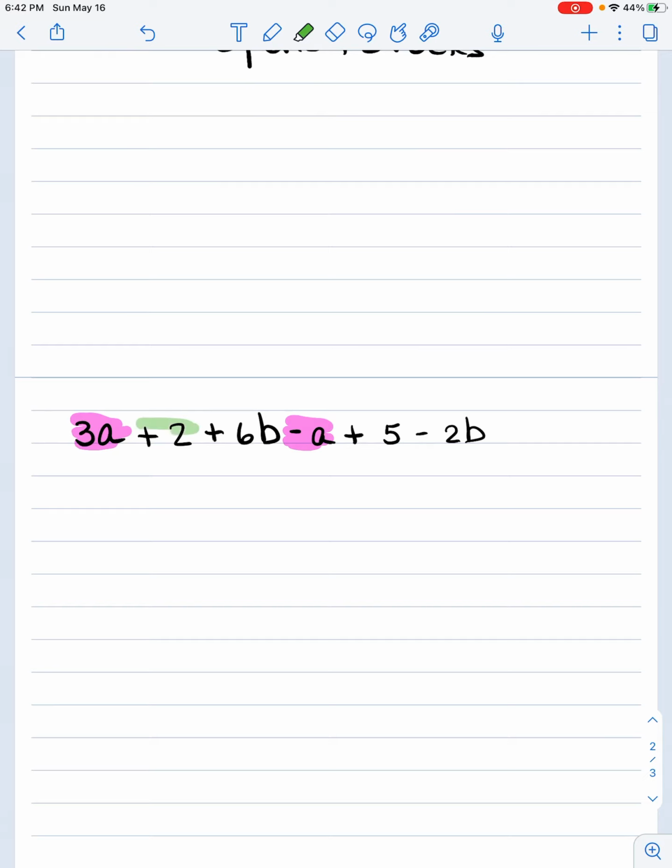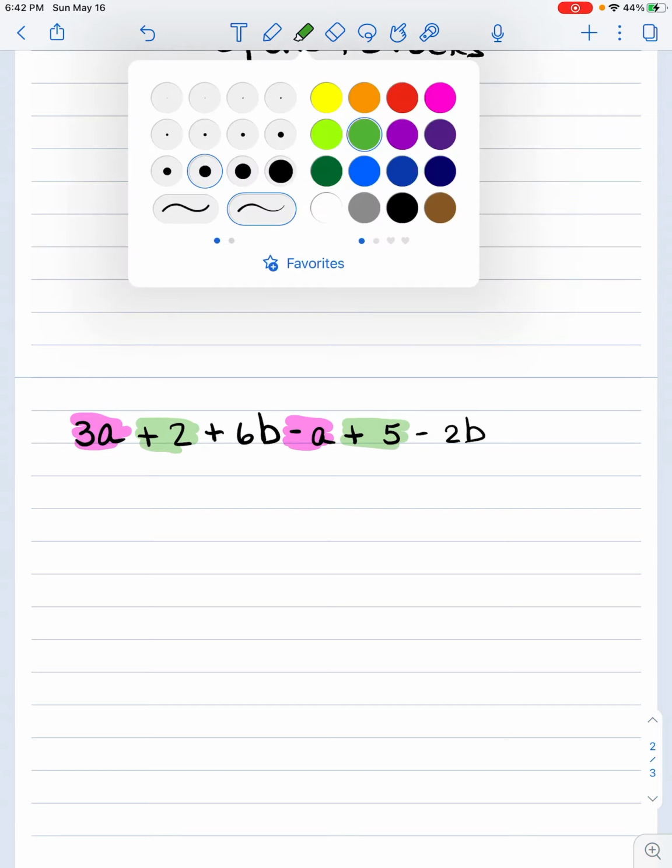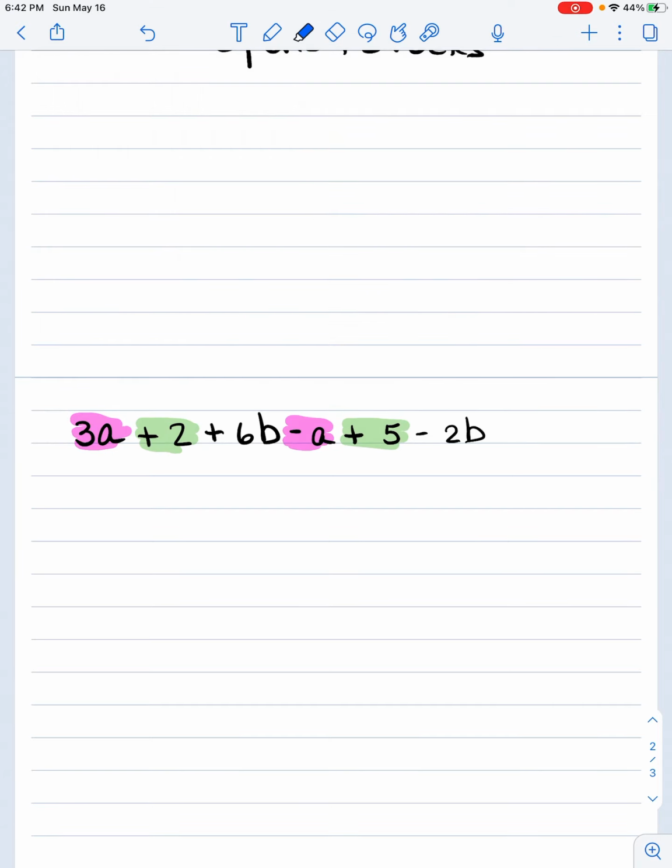Okay, I see a +2. And that's a constant, so I'm looking for other constants. Oh, +5. Okay, and now, finally, let's do the B terms. We have plus 6B minus 2B, okay? So let's pay attention to those signs.